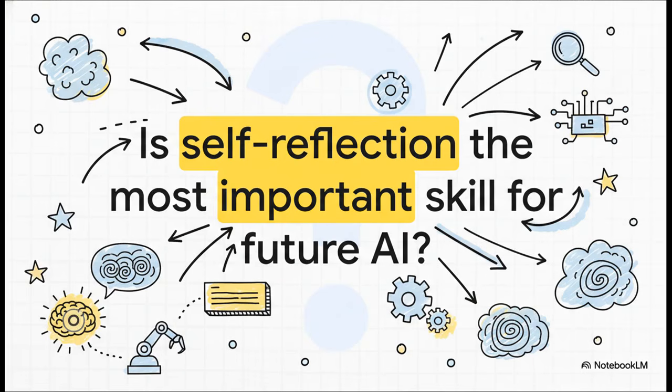Which leaves us with one final big question to think about. As these AI systems get more and more powerful and complex, and as we rely on them for more critical decisions, is that ability for self-reflection, that core idea from the critique workflow, the single most important skill we can possibly build into them? Something to chew on.